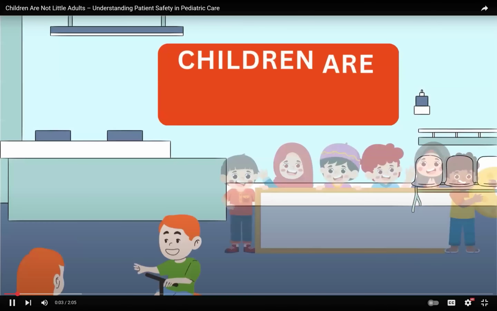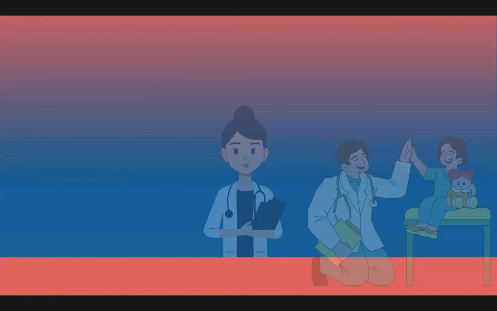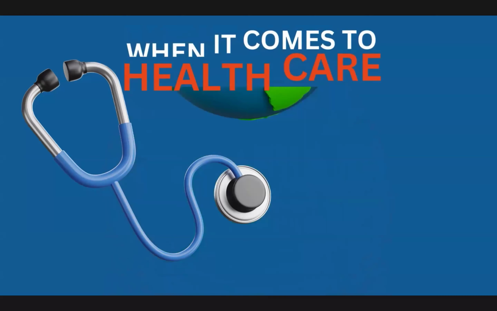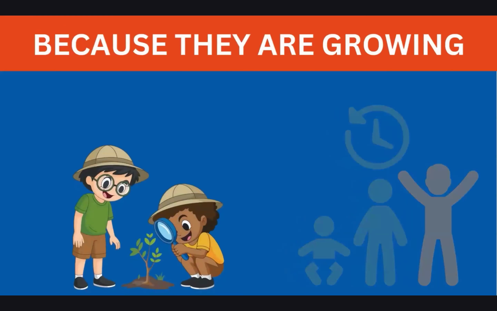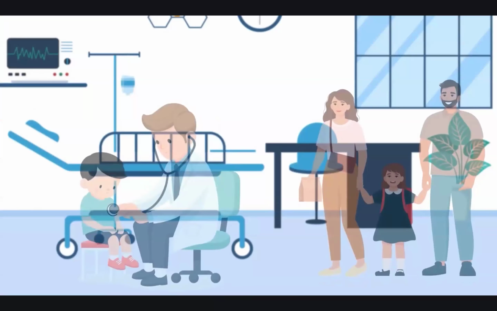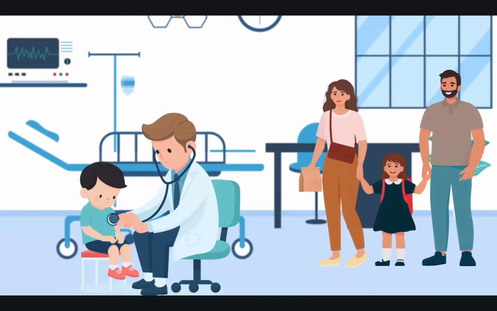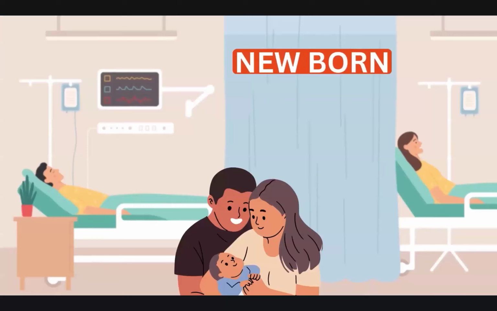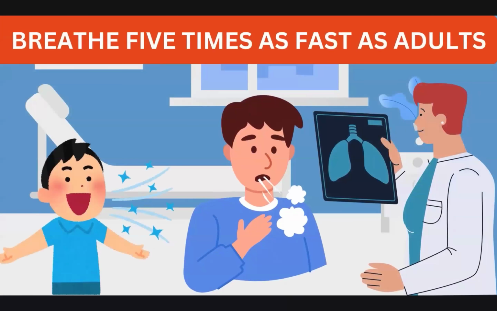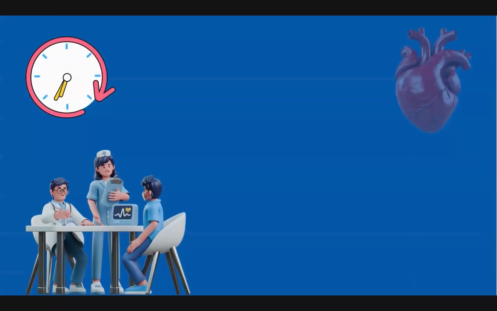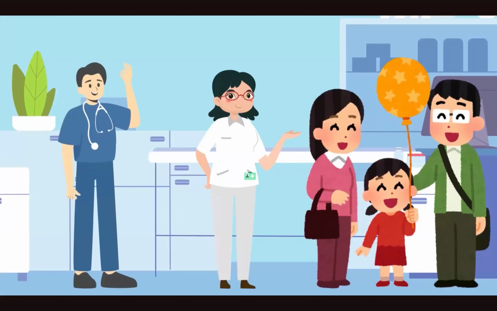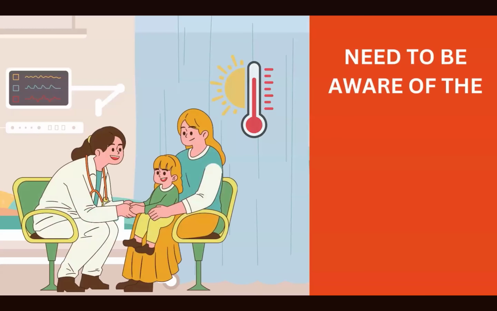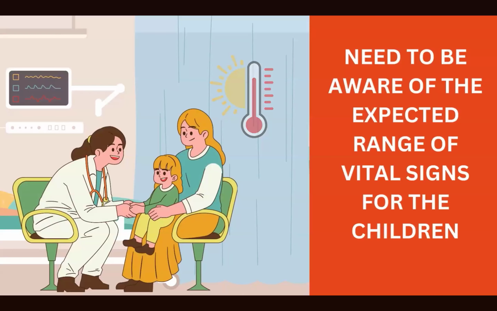Children are not just little adults. Children are very different from adults, especially when it comes to healthcare. Their bodies and brains are always changing because they are growing. They have different needs and different patient safety concerns at different points in their lives. Did you know? Newborn babies breathe 5 times as fast as adults. Their hearts beat twice as fast and gradually slow as they grow. Parents and healthcare workers need to be aware of the expected range of vital signs for the children they care for.